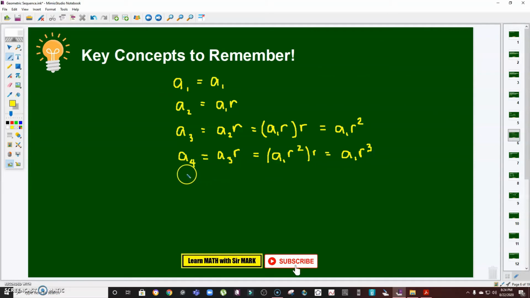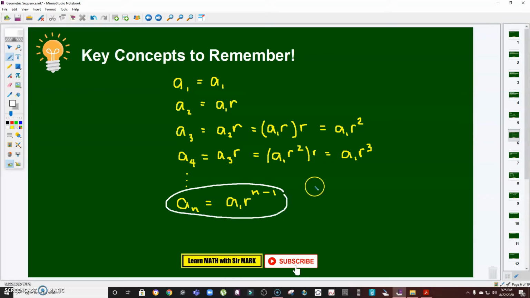There you go. Now, if we continue this, in general, the nth term of a geometric sequence is given by a sub 1 r raised to, before I write the exponent, take a look at this. If this is 2, the exponent is 1. If this is 3, the exponent is 2. If this is 4, the exponent is 3. Do you see the pattern? So, in other words, if this is n, the exponent of this one should be n minus 1. See that? Again, this is the formula in finding the nth term of a geometric sequence.